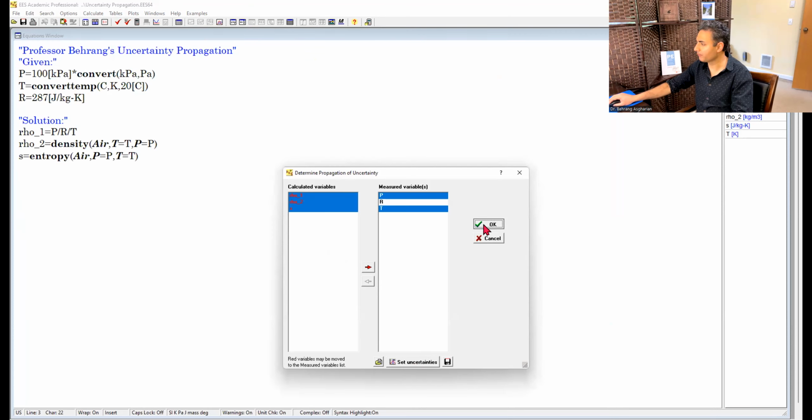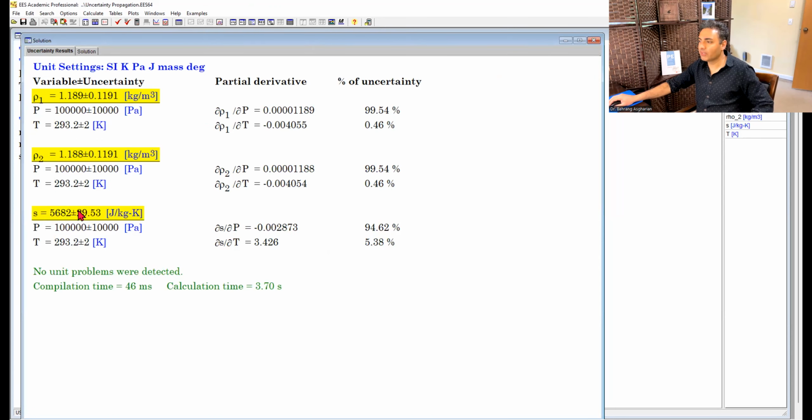So uncertainty is okay. Now it says, for these measurements of the pressure and temperature in the room, when you want to calculate the entropy, the entropy is going to be off by about 29.53 joules per kilogram Kelvin, basically. So it even calculated the average value of entropy. That's the entropy of the air in the room, 5682 joules per kilogram Kelvin, and the uncertainty of it. How cool is that? Okay, so it's pretty much it.